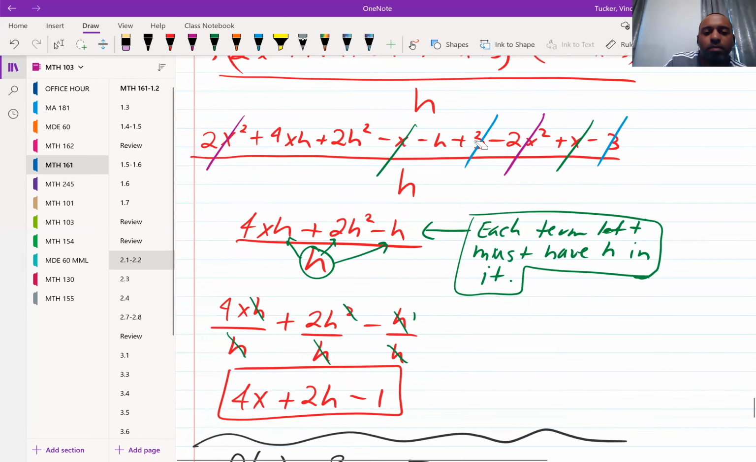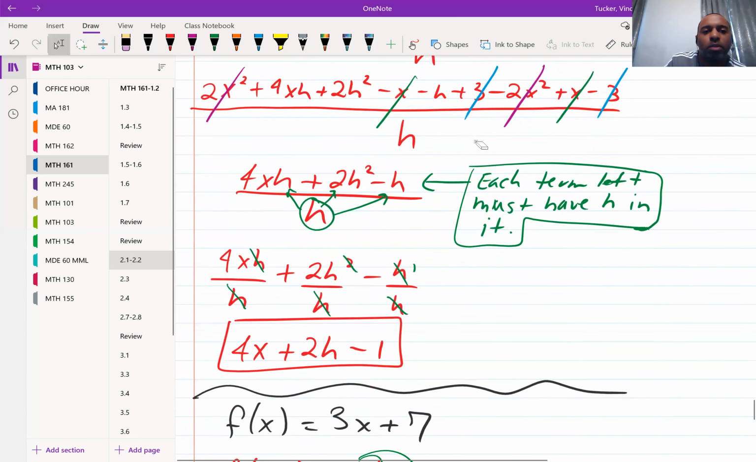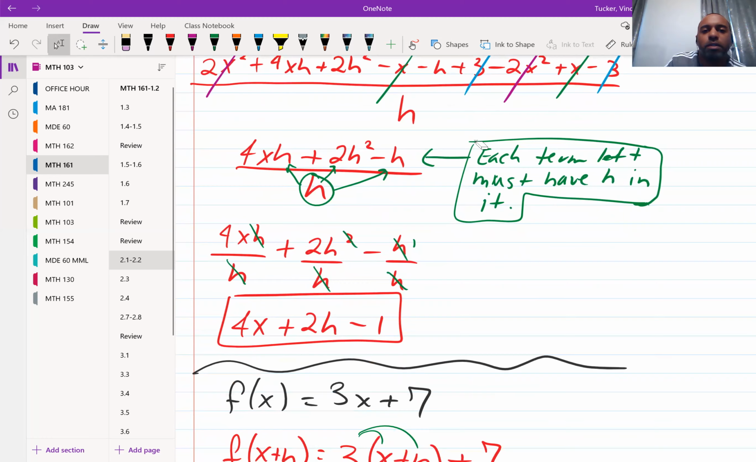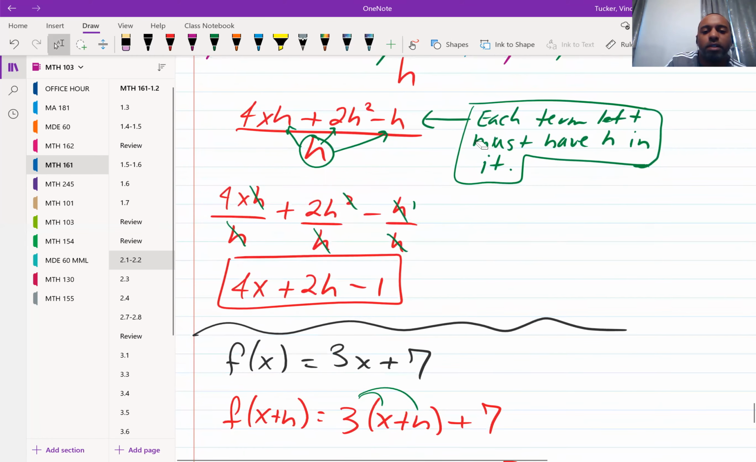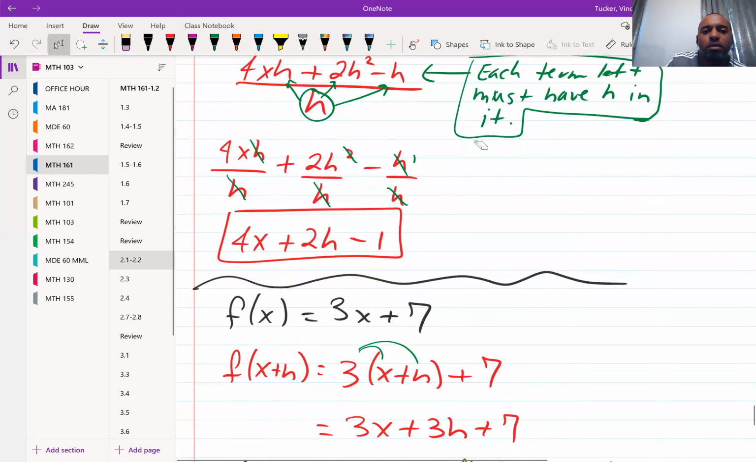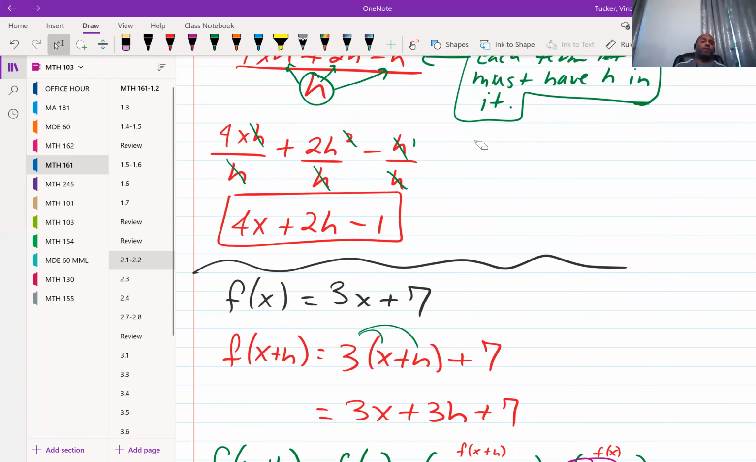All right, can I scroll up? Let's do one more, just a little less work, just making sure we have the process. So let's find the difference quotient of 3x plus 7. Once again, they give us f of x. They have to, right? And then from there, you plug in x plus h for x. And so that's 3 times x plus h plus 7. Distribute your 3. That's 3x plus 3h plus 7.